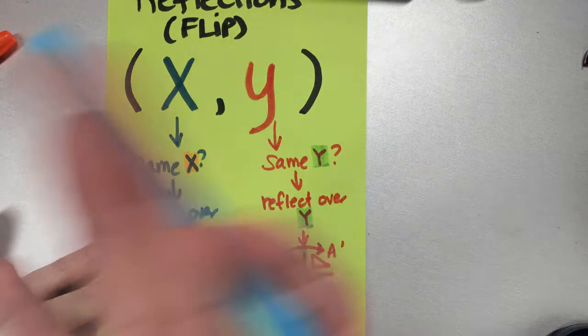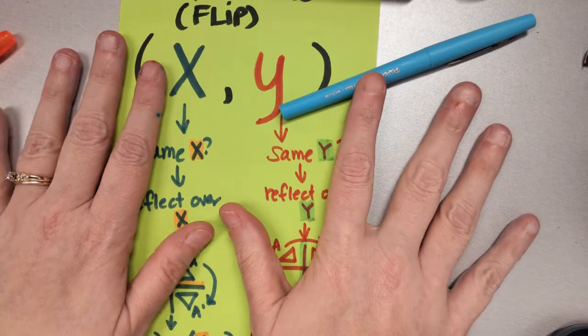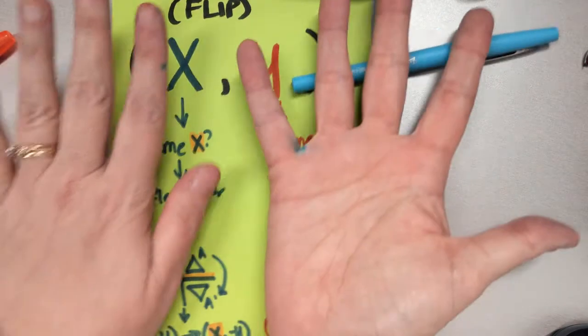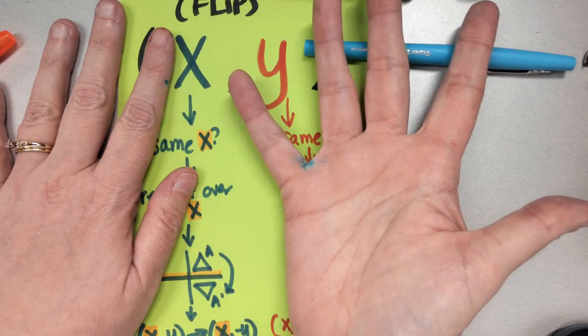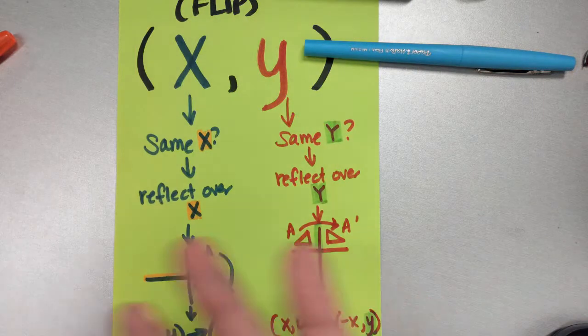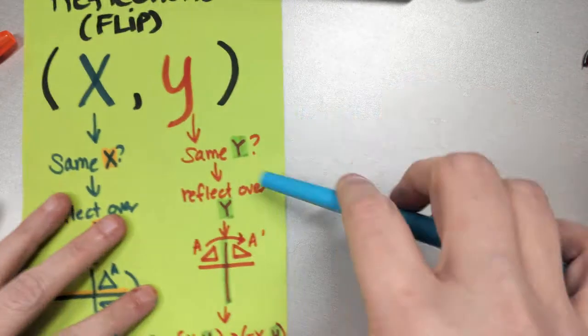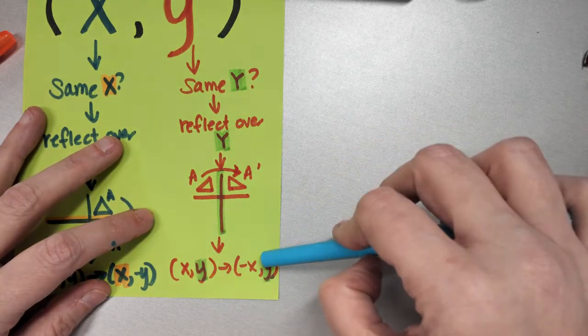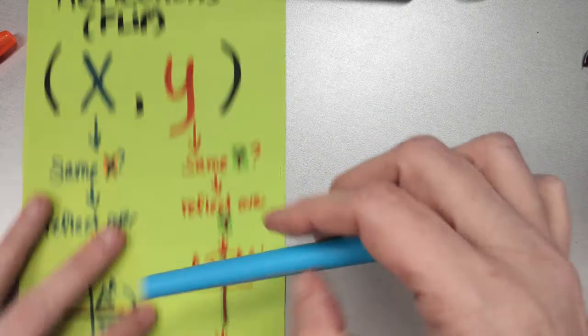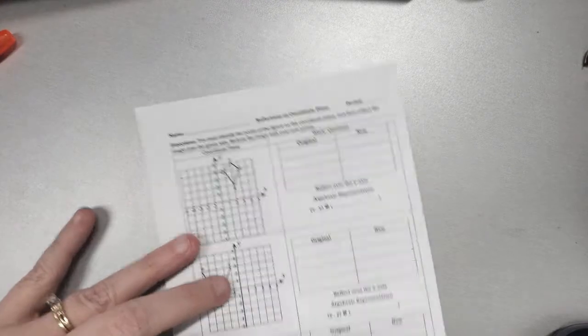It's going to reflect, meaning just like my hands, if I want them to be oriented the same, I have to flip them. If I want to reflect over the y, I've got to flip it. Okay? Same with the y. If the y is the same, I'm going to highlight the y-axis, any y's I see, and they're going to stay like they are. So what does this mean? All right. So let's look at some examples.